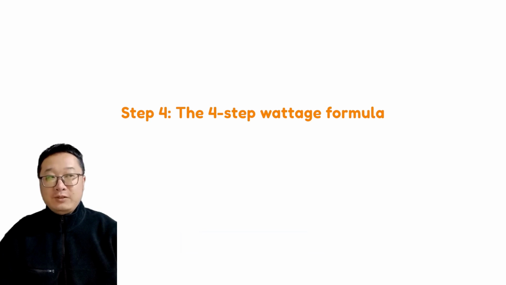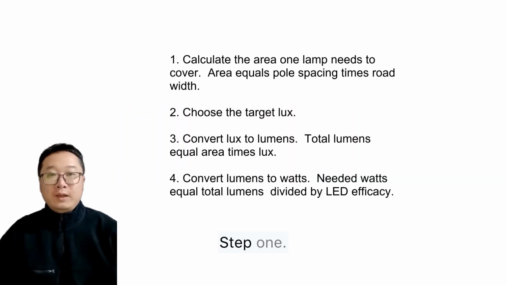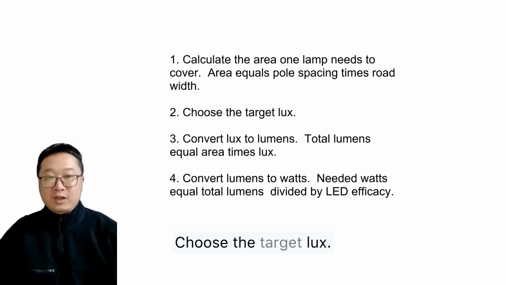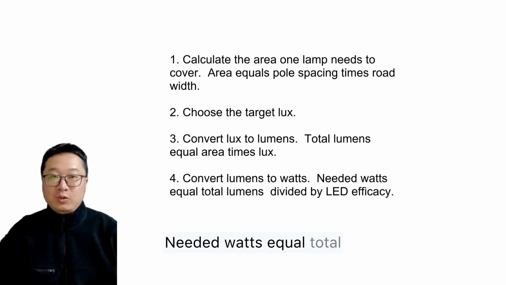This is the fast method I use before I run Dialux. Step 1. Calculate the area one lamp needs to cover. Area equals pole spacing times road width. Step 2. Choose the target lux. Step 3. Convert lux to lumens. Total lumens equal area times lux. Step 4. Convert lumens to watts. Needed watts equal total lumens divided by LED efficacy.